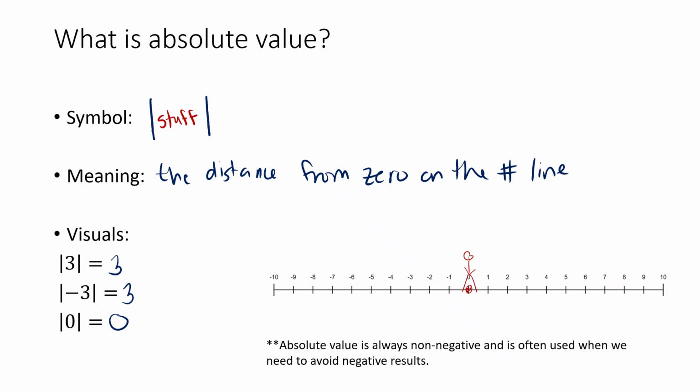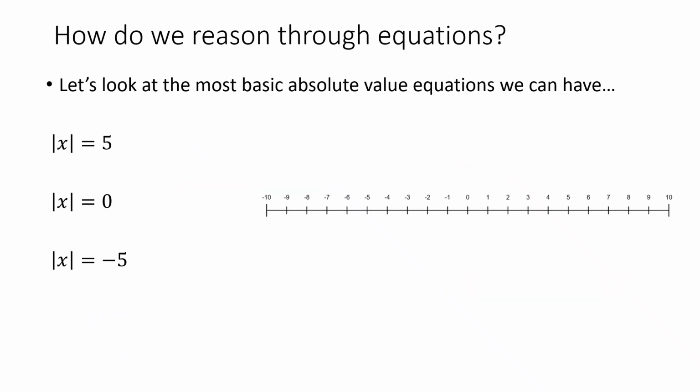No, it's not always positive, and here's why it's not always positive. It's that right there. That is the reason why it's not always positive. It only takes one case for it to not always be positive, but it is always non-negative, and it's often used when we need to avoid negative results. So if you have some kind of situation where a negative doesn't matter or doesn't make any sense, or where you are looking for a distance away from something, absolute value pops up in those kinds of problems. It's not real common, but it does come up.